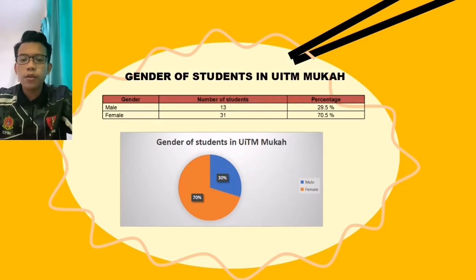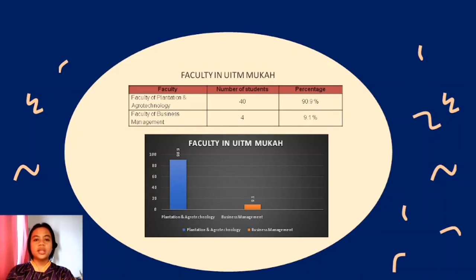Gender of students in UiTM Mukah. The total of respondents in this study is 44 students, of which 13 are male and 31 are female. The majority gender of students in UiTM Mukah for this survey is female, which contributes 70.5% of the total percentage.